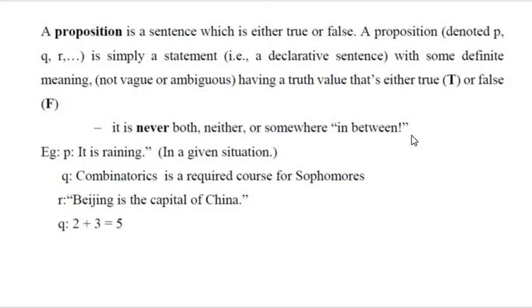Examples: P is the proposition, it is raining. Q denotes a proposition, Combinatorics is a required course for sophomores. R is another proposition, Beijing is the capital of China. Q is a proposition, 2 plus 3 is equal to 5.